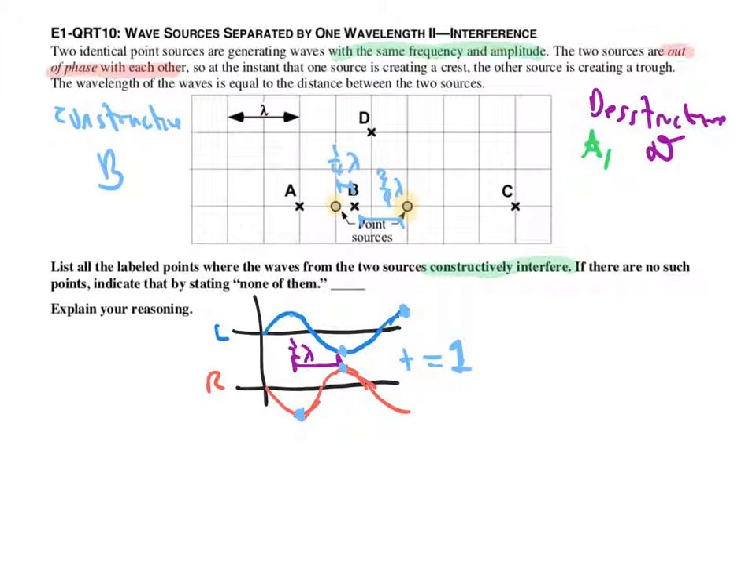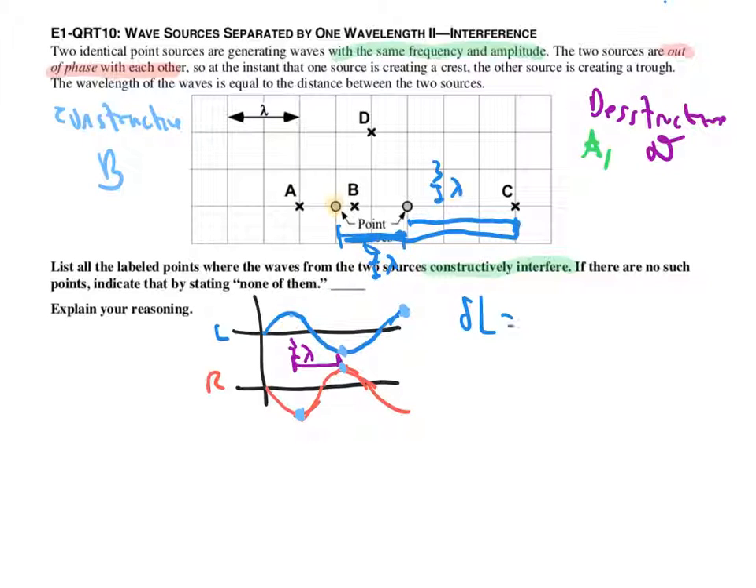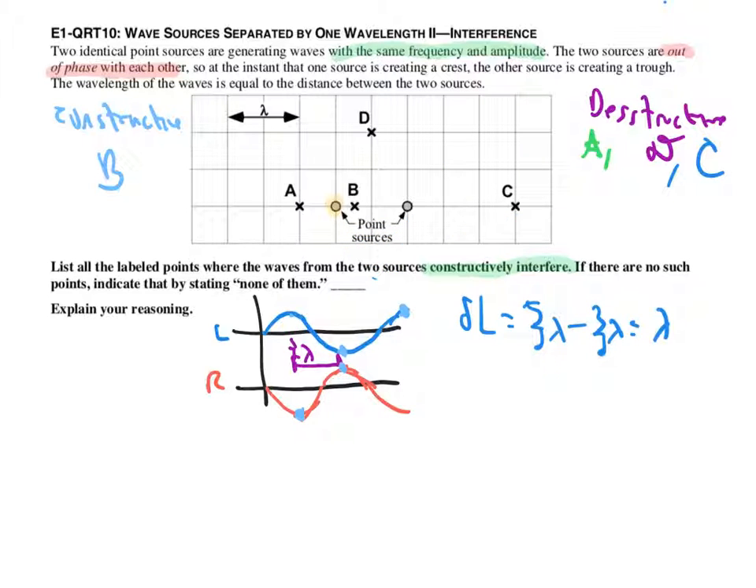That's part B. And for completeness, we might as well finish up C. For C, the first guy is 3/2 lambda. And the other one, from here to here, is 5/2 lambda. So the change in path lengths is 5/2 lambda minus 3/2 lambda, which is just lambda, which again was destructive interference. So what we find for these guys is that only B is constructive, and all the others are destructive.